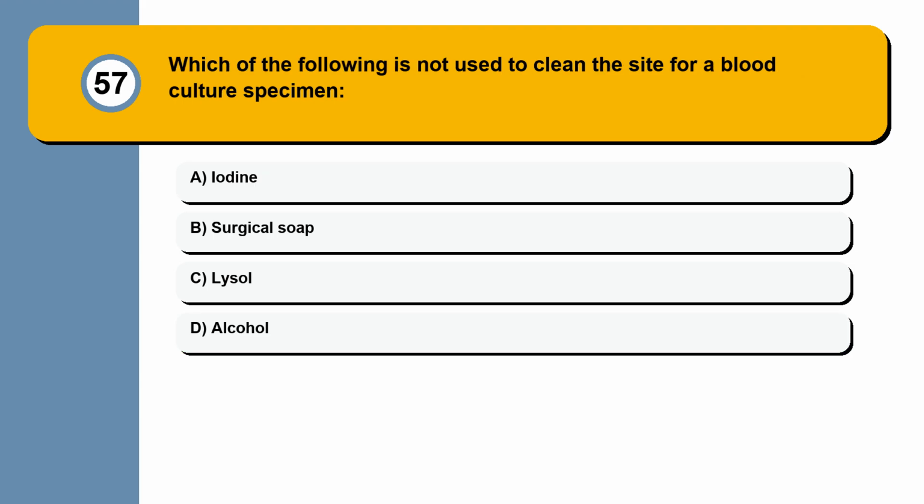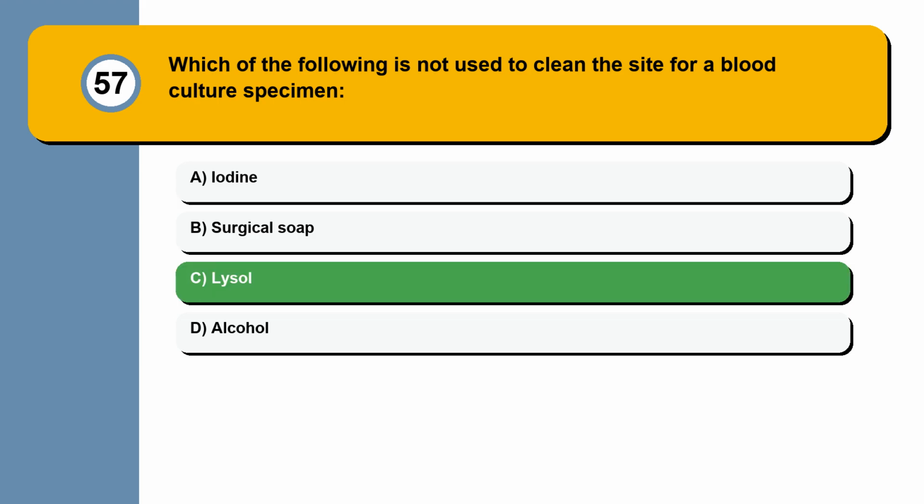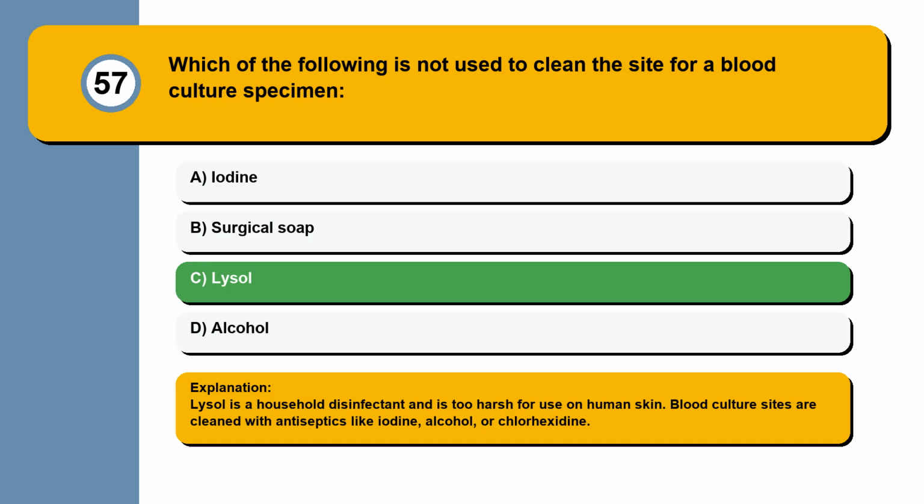Question 57. Which of the following is not used to clean the site for a blood culture specimen? Here are your options. Option A, iodine. Option B, surgical soap. Option C, Lysol. Option D, alcohol. The correct answer is option C, Lysol. Explanation. Lysol is a household disinfectant and is too harsh for use on human skin. Blood culture sites are cleaned with antiseptics like iodine, alcohol, or chlorhexidine.